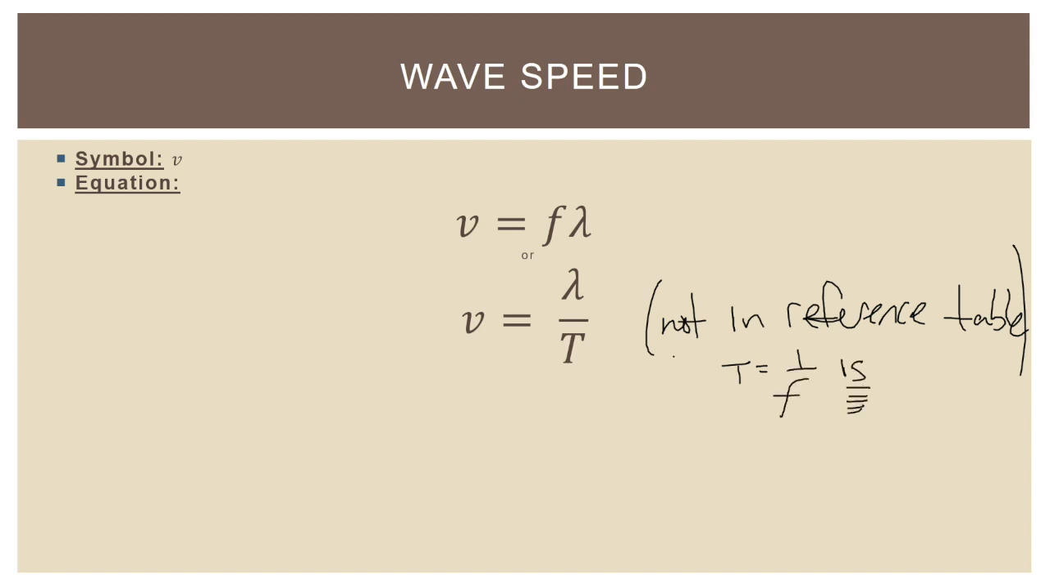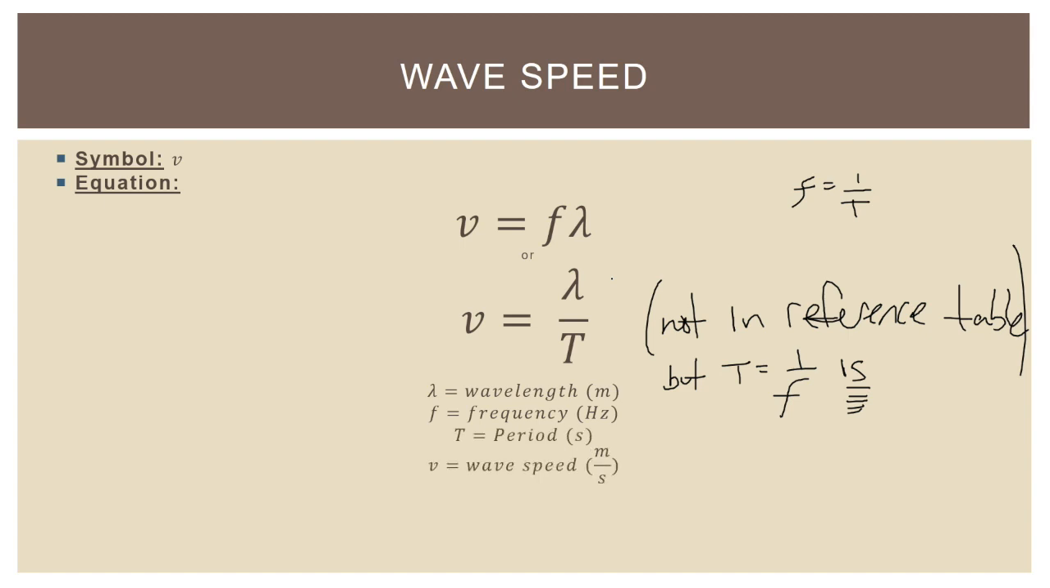And so we can say here that even though v equals f lambda is the equation written in the reference table, if you substitute in f equals 1 over T into this equation, then you get this second version of it. We should also say here that lambda is our wavelength measured in meters, f is our frequency measured in hertz, T, of course, is the period measured in seconds, and v is the wave speed measured in units of meters per second. And of course here, that unit is meters per second.